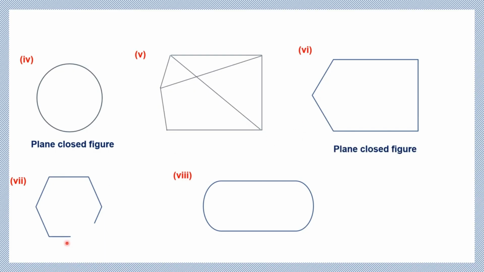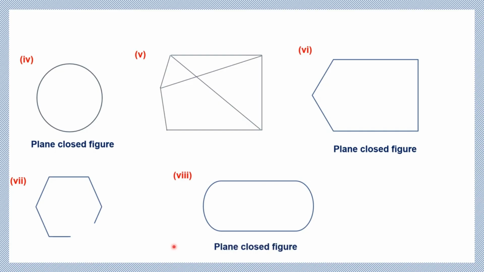So question 6 is a plane closed figure. Now question 7, look at this figure. It's very clear. It's open on one side. So this is not a plane closed figure. Look at figure 8. This is closed on all sides, bounded continuously by curves or lines, and there is no intersecting of anything. So this is also a plane closed figure.